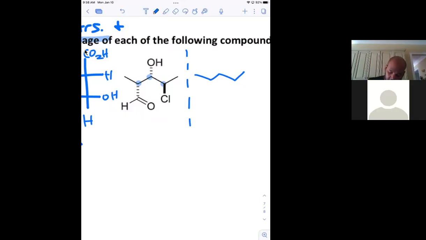Chlorine. Chlorine on a wedge. That's very important. If I change that wedge to a dash, when I flip it over and try to line those atoms up, that chlorine is no longer going to be on a dash. I'm going to show you in a second, but when I draw the mirror image this way, I need to keep everything how it is. All right, are we following?